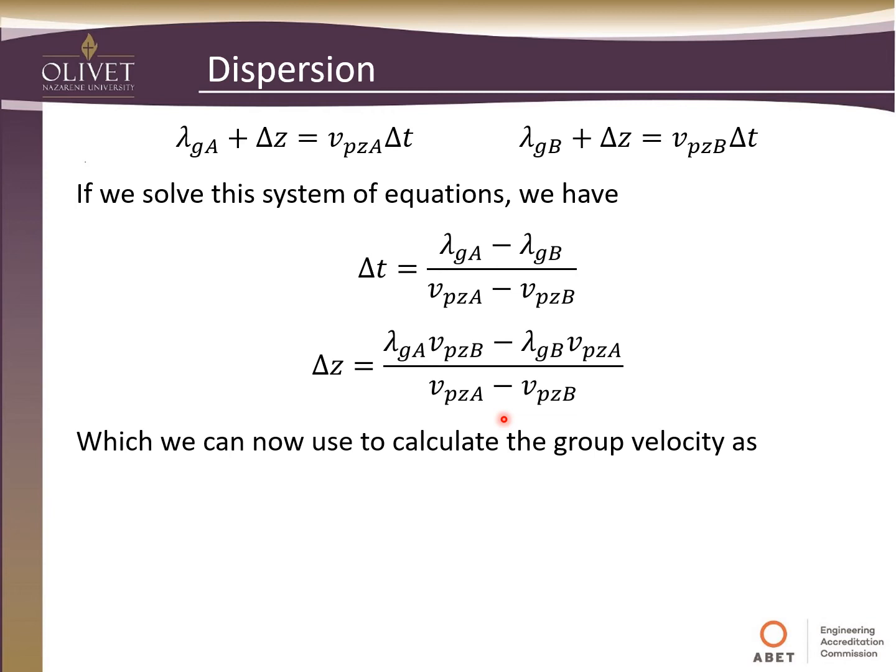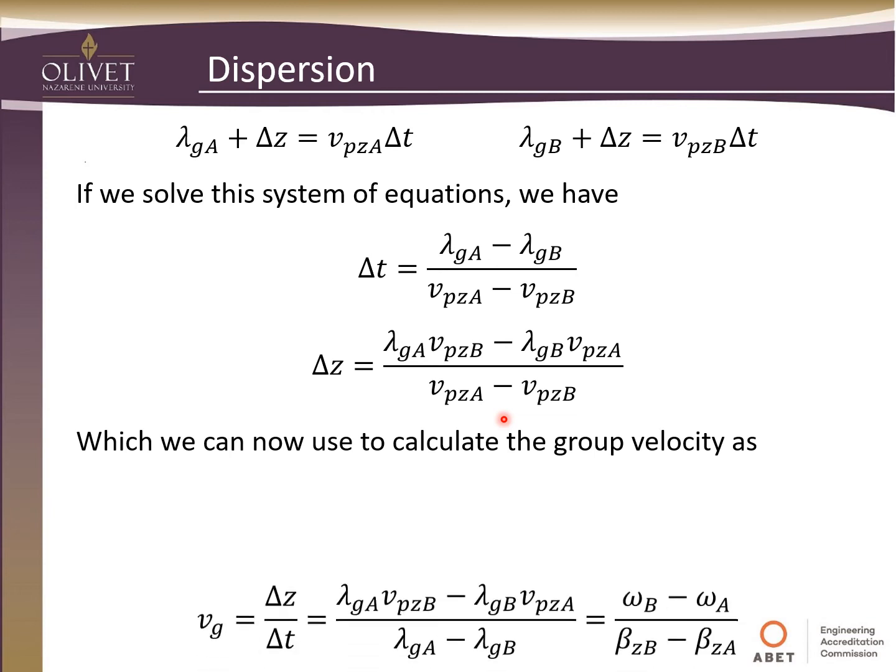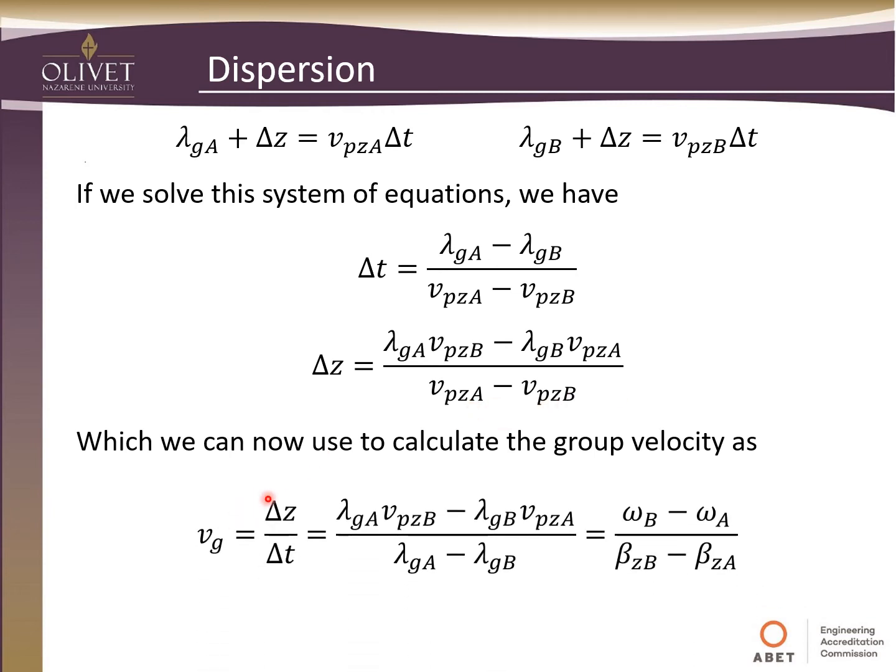So we can now use this to calculate the group velocity. Group velocity is this delta Z, the amount of distance traveled by the group peaks, over the amount of time that it takes. We plug these values in, do a little bit of algebra, and what we find is that the group velocity is defined by the difference in the frequencies of the two signals divided by the difference in the phase constants of the two signals traveling in the Z direction.